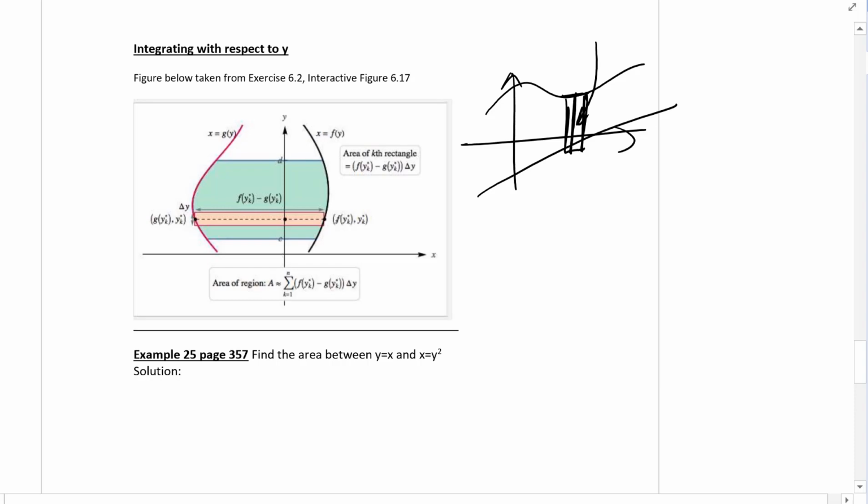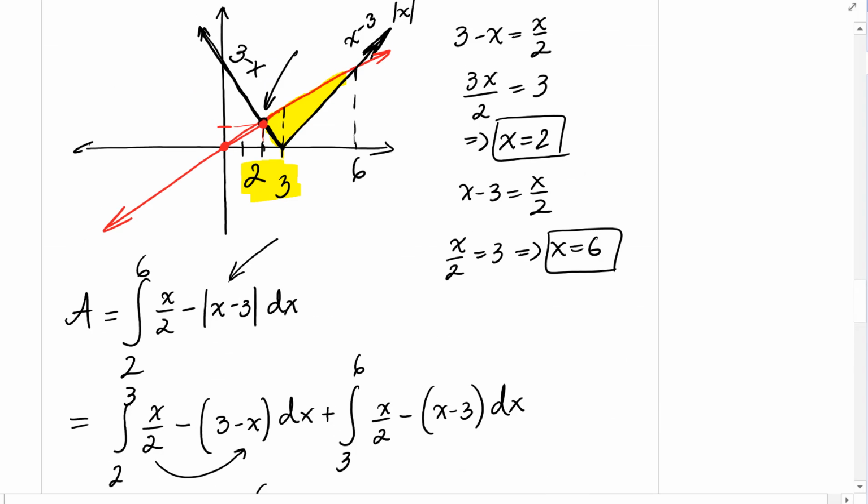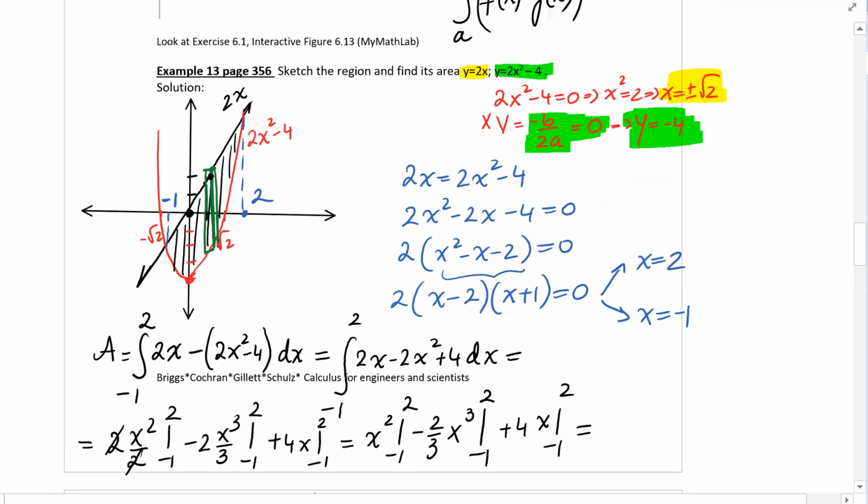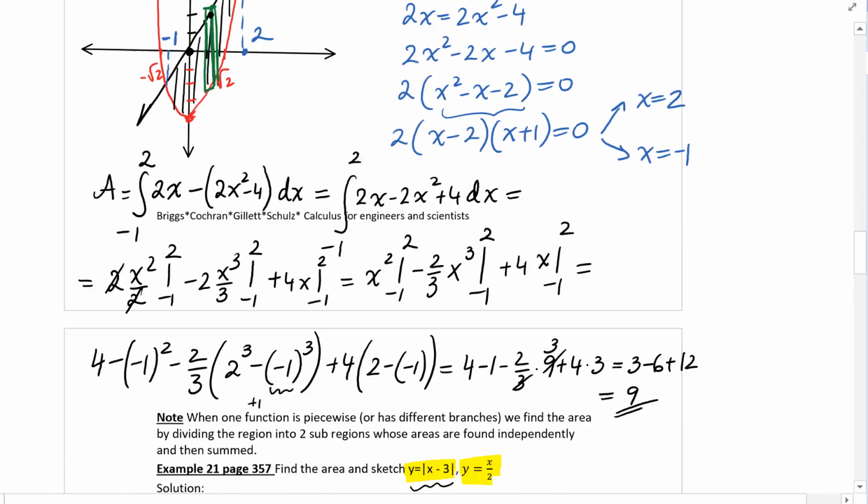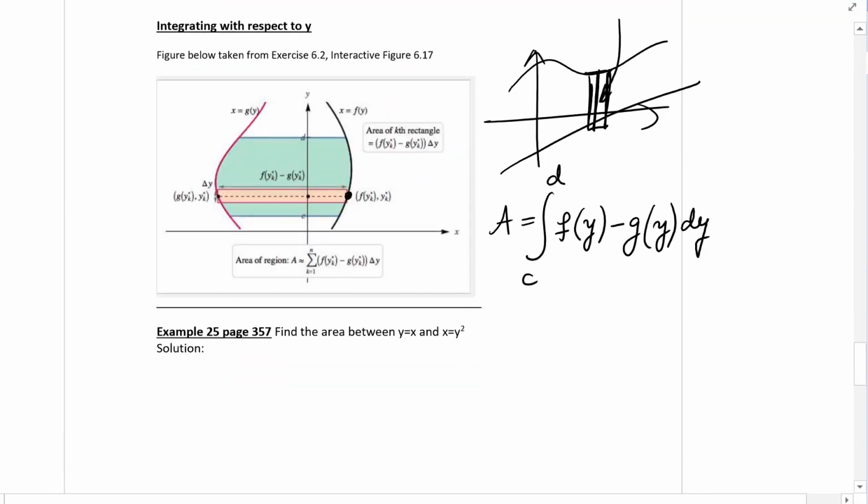So our formula is still going to be very similar. The area is going to be the integral, but it's going to be across y, so whatever, for example c to d, where before we had a to b, and then it's going to be whichever function is to the right, so f of y minus whichever function is to the left, g of y dy. Before, it was the function that was higher, up, minus the one at the bottom, and now we have the right minus the left.